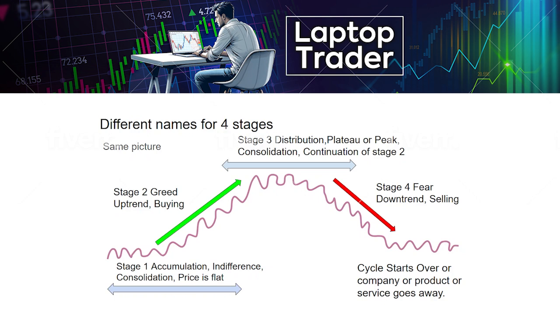And then we have stage 3, which can be another flat area or a plateau or a peak. Again, many times it'll look like a consolidation. And then from there, you can either have a continuation of stage 2 higher, or prices can reverse and go down, and we can start a downtrend. Stage 4 is generally considered the stage of fear, where you can see pretty clear signs of selling and prices decreasing. And then after that, either the cycle starts over, or the company, product or service goes out of business or goes away. So that's just how I look at the market.